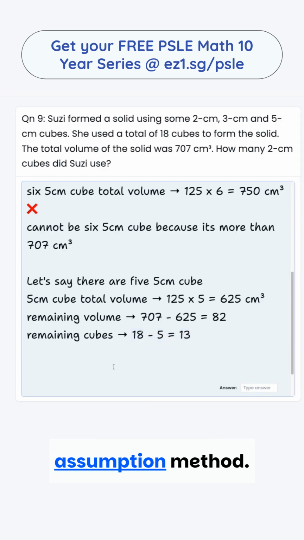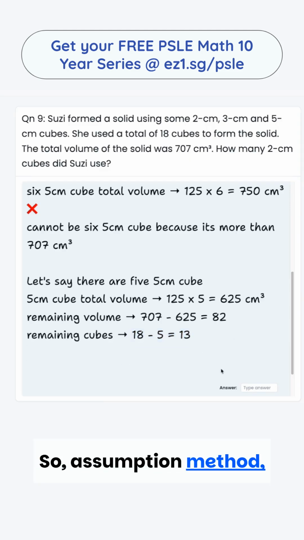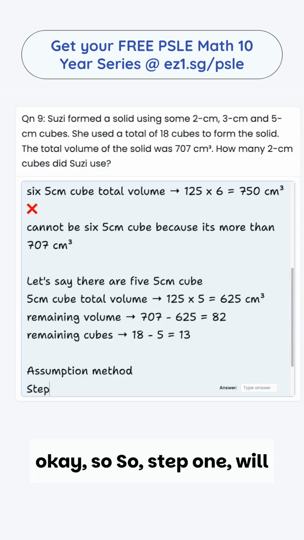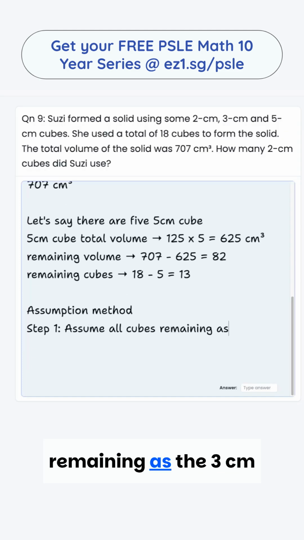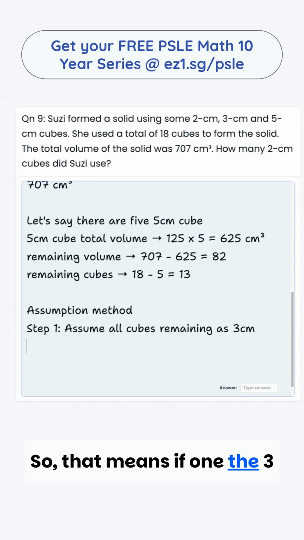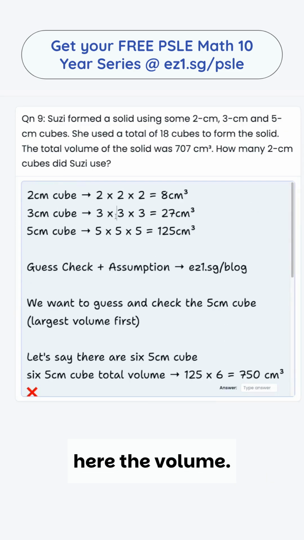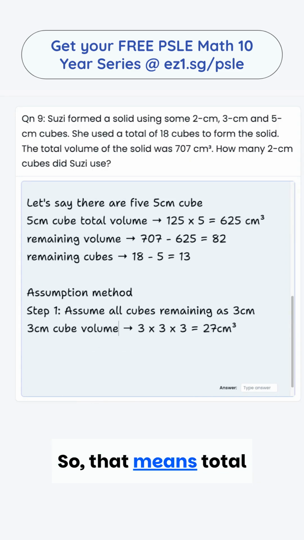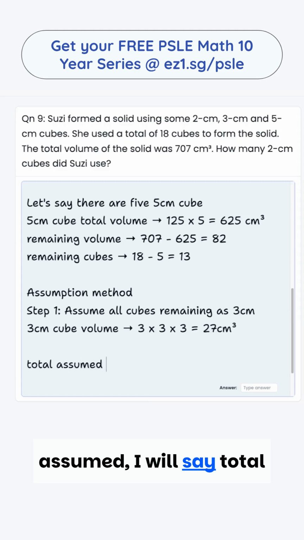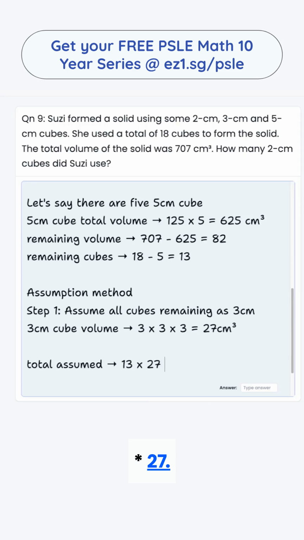Then we will use the assumption method. Step 1: assume all remaining cubes are 3 cm cubes. The 3 cm cube volume is 27. So the total assumed volume is equal to 13 times 27, which is equal to 351.